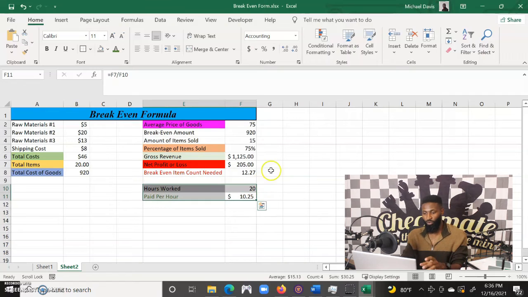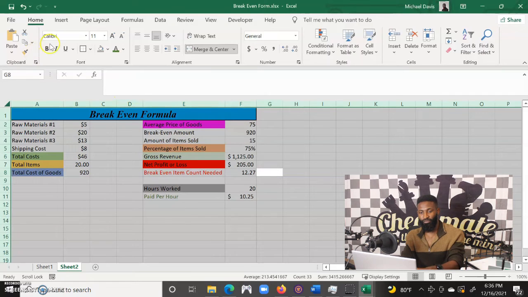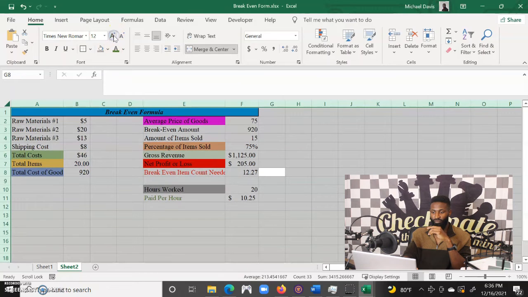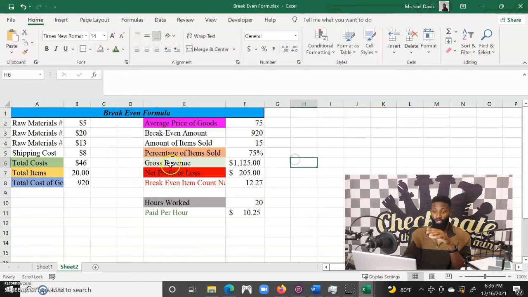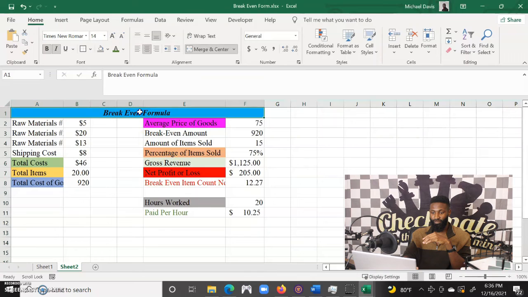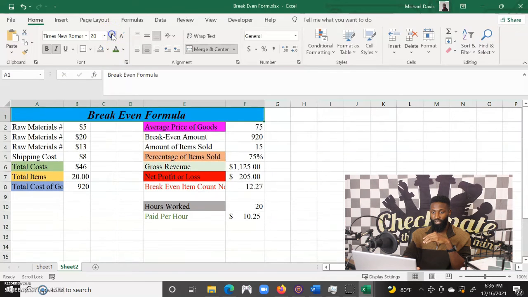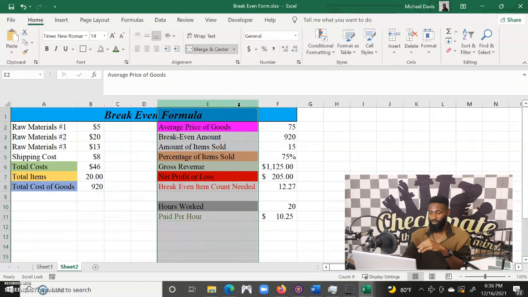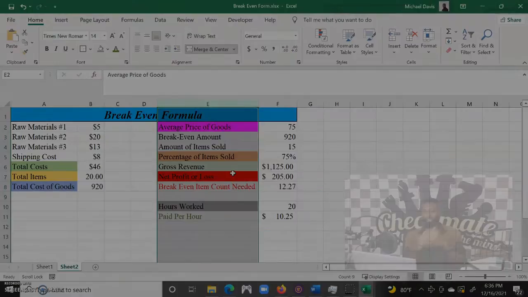Well, let's do one more thing. I don't like this font. Let's get back here to 20. But yeah, man, that's it right there. The break-even formula. You know what I'm saying?